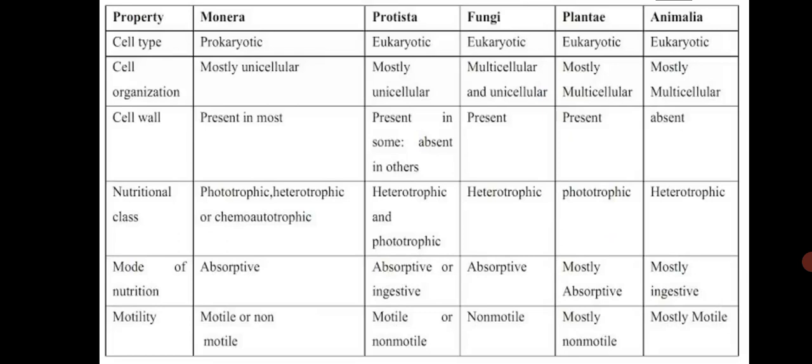Protists are eukaryotes, mostly unicellular. Cell wall is not present in all. They are heterotrophic and phototrophic. It has absorptive or ingestive mode of nutrition. It has both motile and non-motile types of organisms.